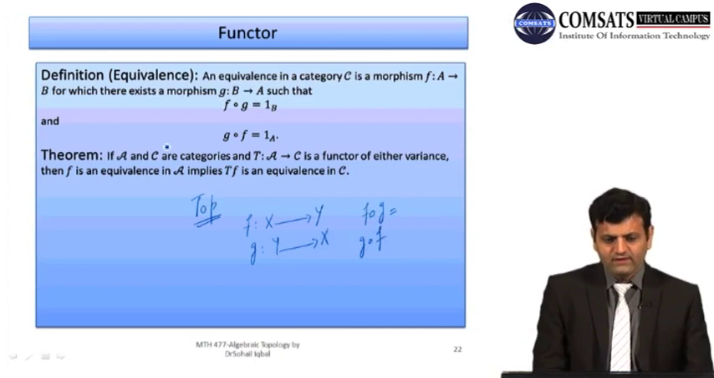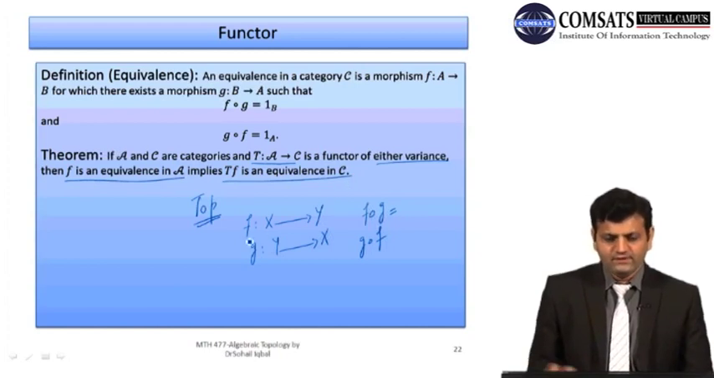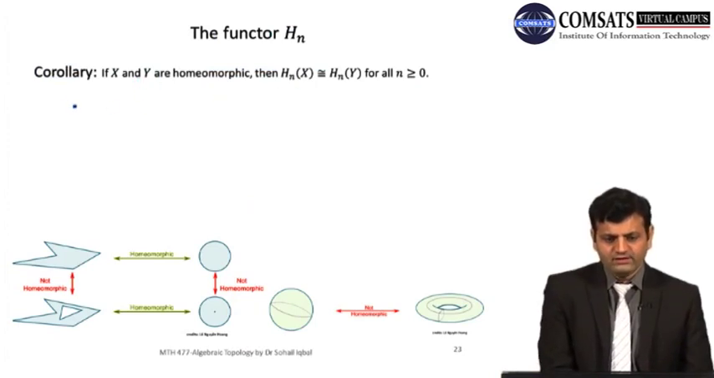And also, if A and C are categories and we have a functor T of either variance, contravariant or covariant, then f is an equivalence in A implies that Tf is an equivalence in C. So in other words, if now we have a functor Hn from the category of topological spaces to the category of abelian groups, and I have an equivalence in this category, then the image under this Hn will be an equivalence in this category of abelian groups.